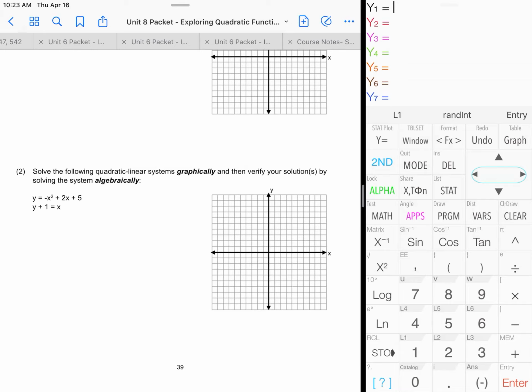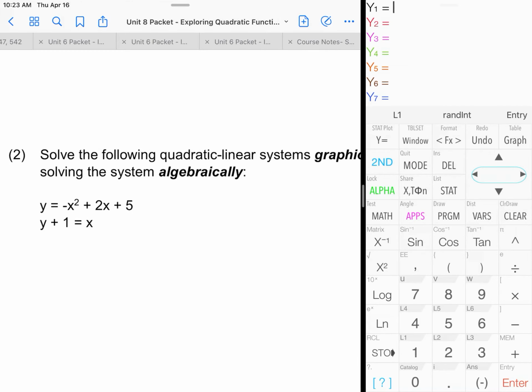All right, so what we need to do is create the graph. We could do that a couple of different ways, but since the word graphically was used in there, it kind of puts us in a spot where we may want to use the graphing calculator.